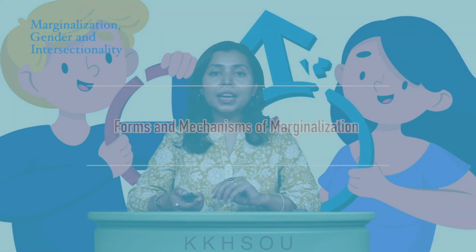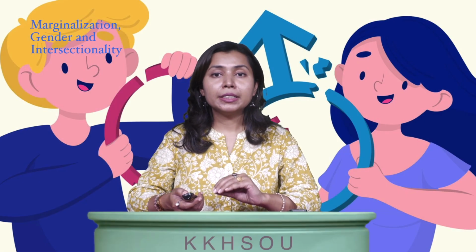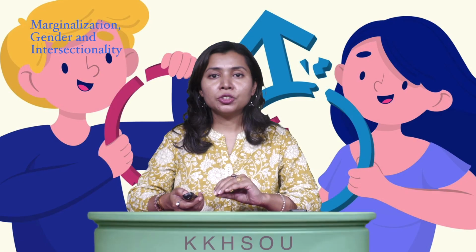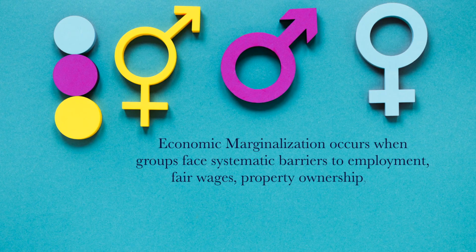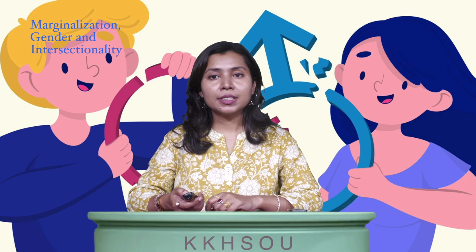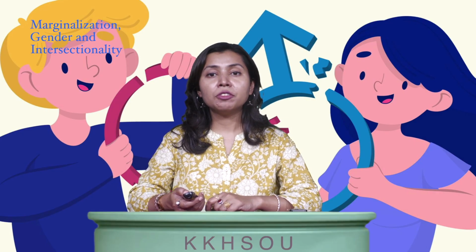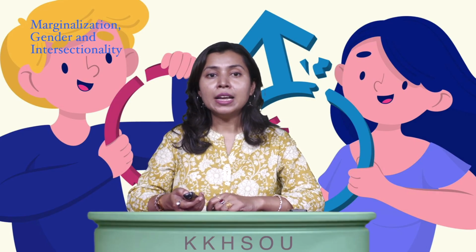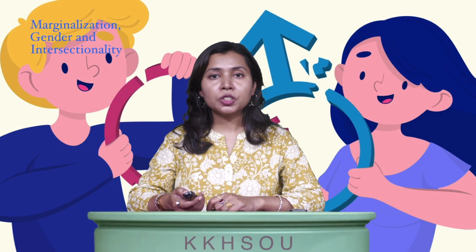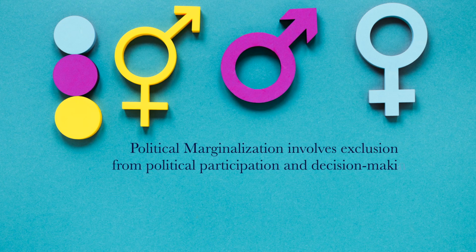Different forms and mechanisms of marginalization. Marginalization operates through multiple interconnected mechanisms. Economic marginalization occurs when groups face systematic barriers to employment, fair wages, property ownership, and economic advancement. This includes discrimination in hiring practices, wage gaps, concentration in precarious or informal work, and limited access to credit and capital. Political marginalization involves exclusion from political participation and decision making.